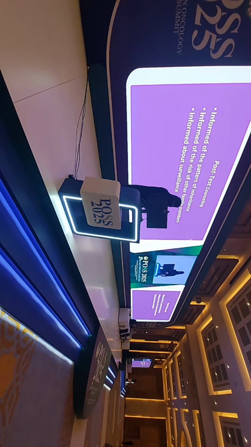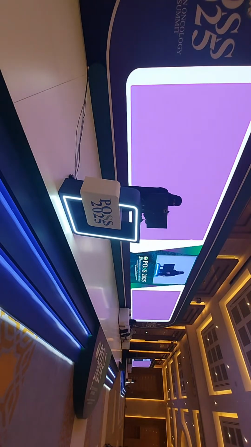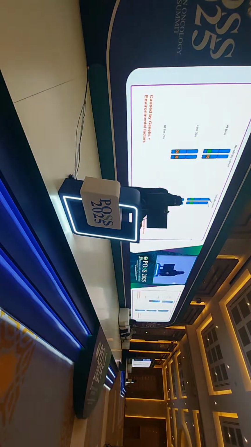Then after the post-test counseling, when the results come back, we explain the pattern of inheritance and the risk for other family members and the surveillance. And also explain what is the difference between hereditary cancer and sporadic cancer. How can you tell that this person could have hereditary cancer syndrome?